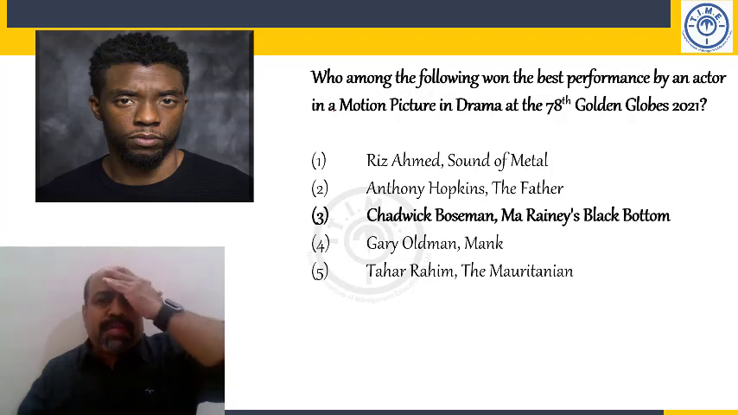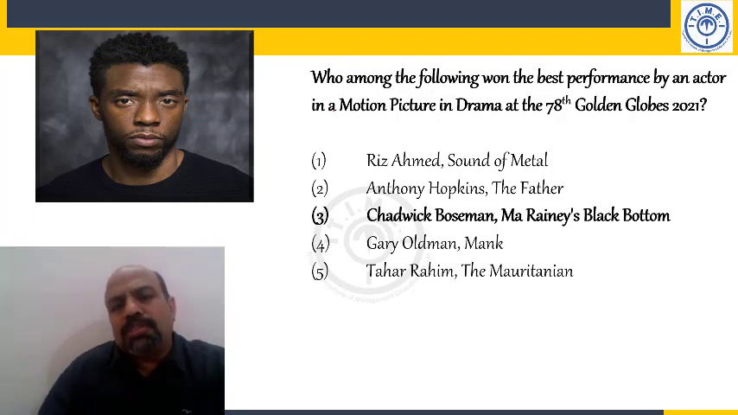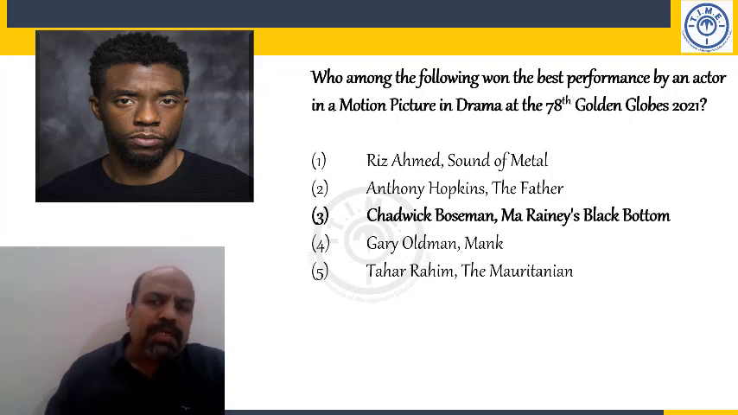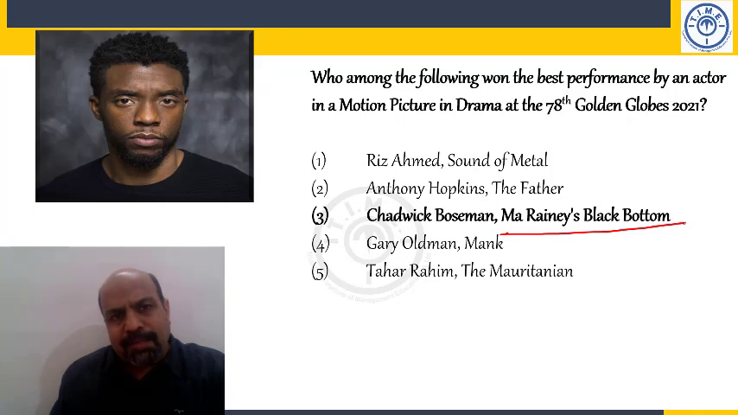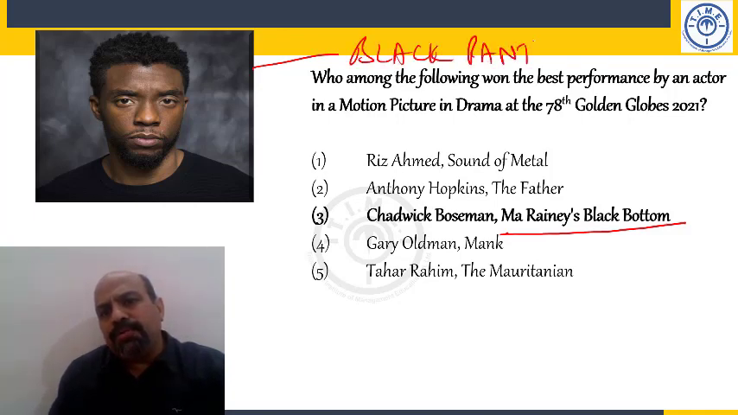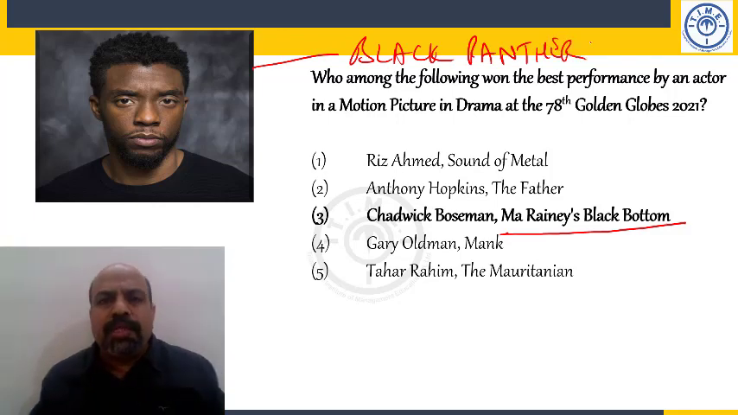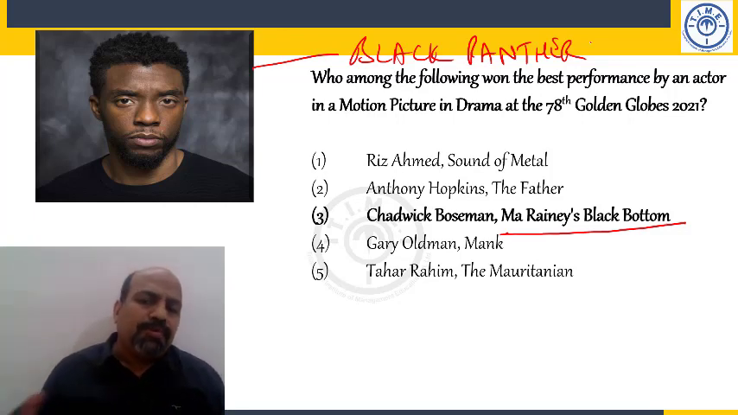Who among the following won the best performance by an actor in a motion picture drama at the 78th Golden Globe Awards? Chadwick Boseman. He died recently, very young, hardly about 38 or something, of colon cancer. While he won the best actor award for the movie Ma Rainey's Black Bottom, he is world famous for one particular role, Black Panther, a superhero in the Marvel universe. It was awesome. You should watch the film Black Panther. A great movie. Unfortunately, he passed away recently, so he won the Best Actor award posthumously.